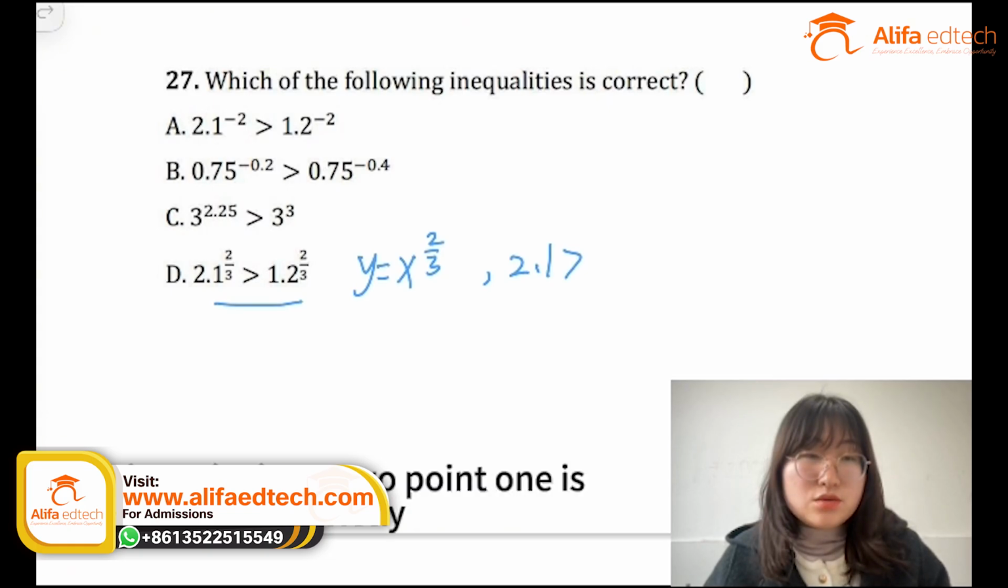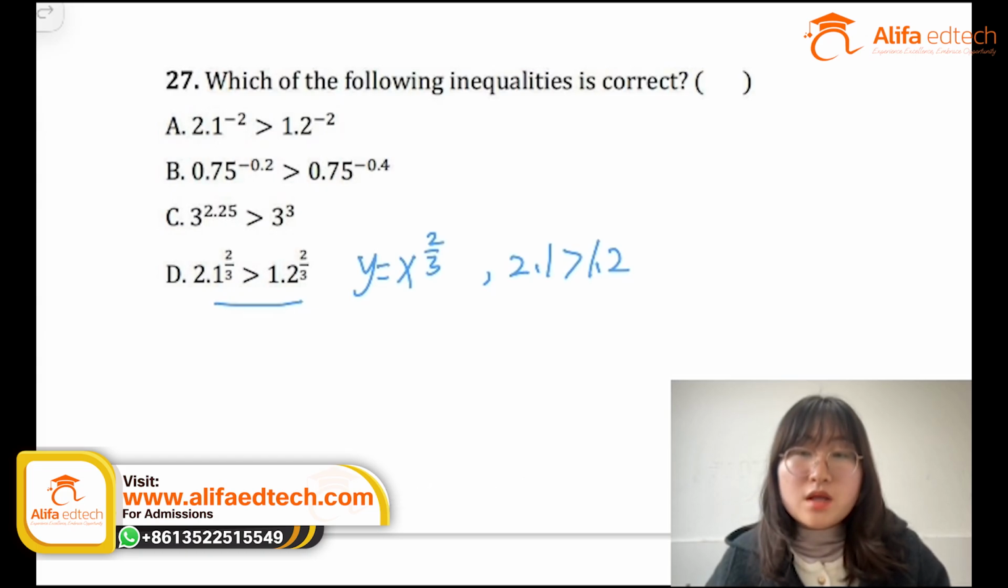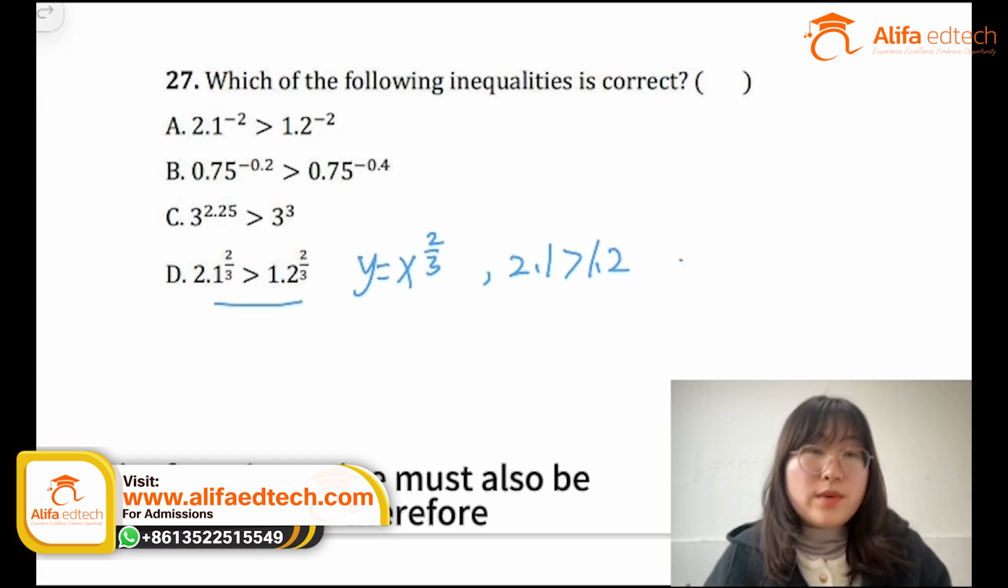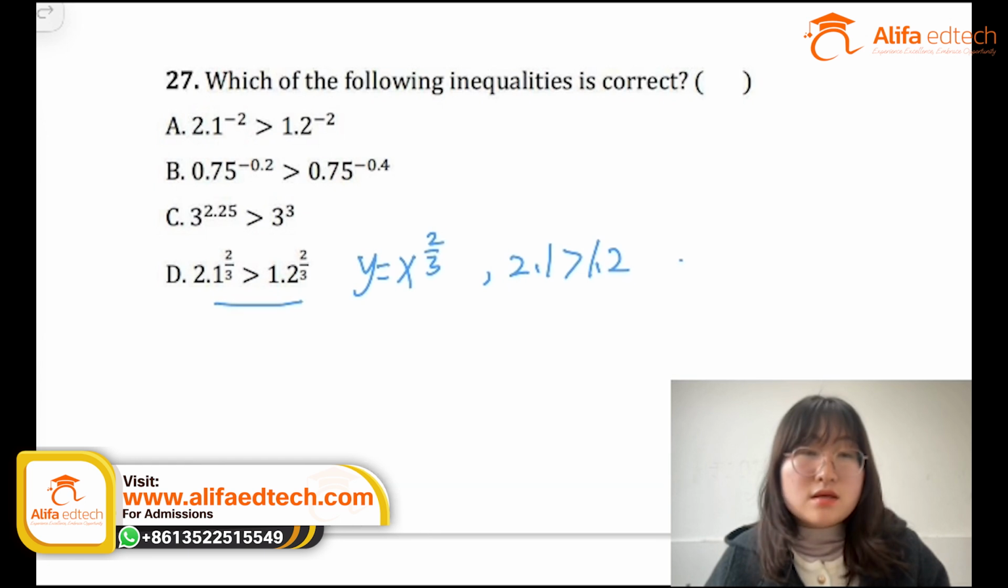Since the base 2.1 is strictly greater than the base 1.2, the function value must also be greater. Therefore, 2.1 to the power of 2/3 is indeed greater. Option D is correct.